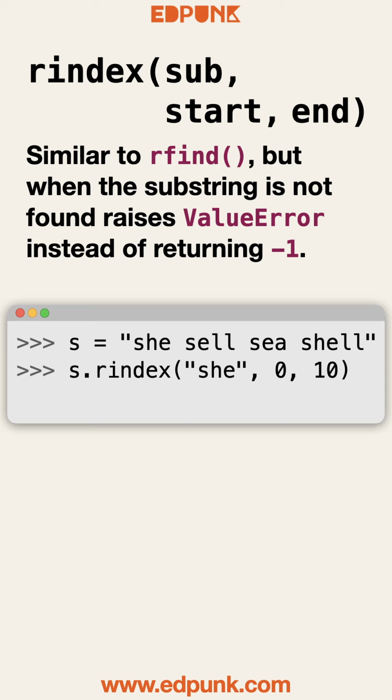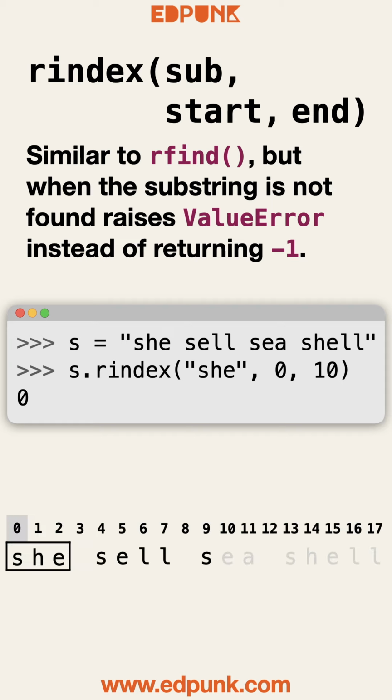Let us take another case where we execute s.rindex she, 0, 10. Now, the new search string starts at index 0 and ends at index 9. The method is able to locate an occurrence starting at index 0, after which there is no more occurrence, so it returns 0.